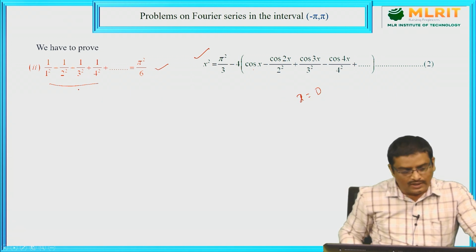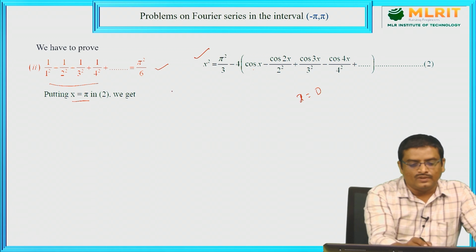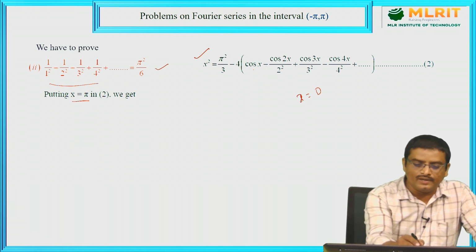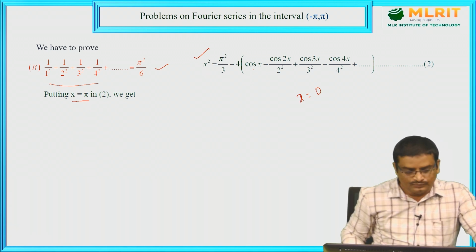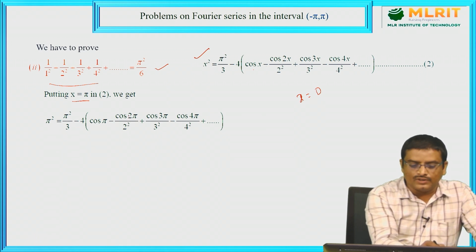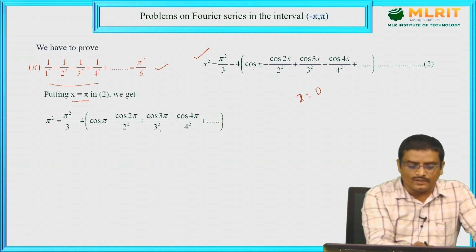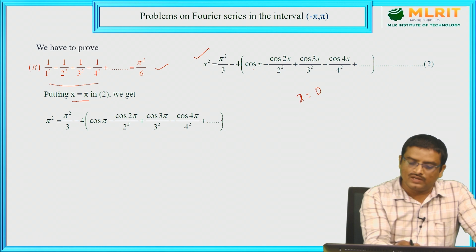So in order to get that, I want to substitute x is equal to pi. If you substitute x is equal to pi here, you will get pi square. So pi square is equal to pi square by 3 minus cos pi minus cos 2 pi by 2 square plus cos 3 pi by 3 square minus cos 4 pi by 4 square, and so on.